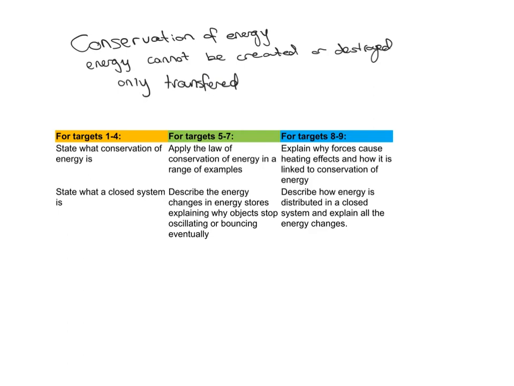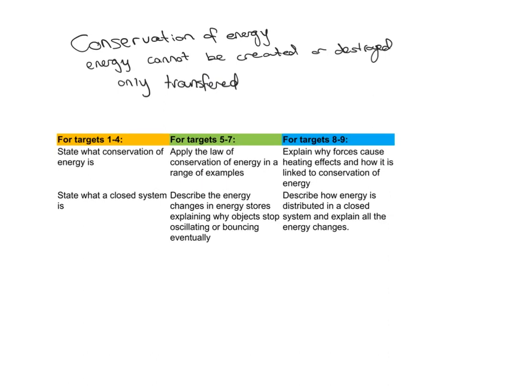Once again, it's a bit hard to do without an exam question. And usually exam questions have a lot of parts that are linked together. So we will have a look at it at the end. And to describe how energy is distributed in a closed system, and to explain all the energy changes. Once again, these can only be seen easily in application. So what I will just do is focus a bit on this part, describing the energy changes in energy stores, explaining why objects stop oscillating or bouncing eventually. And the most common example that I can talk about is when you're bouncing a ball, to begin with.